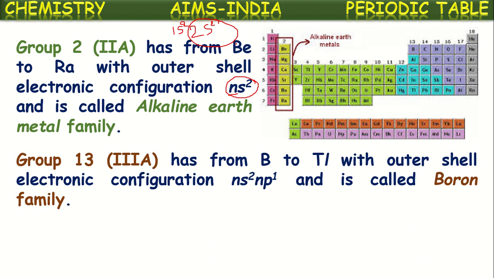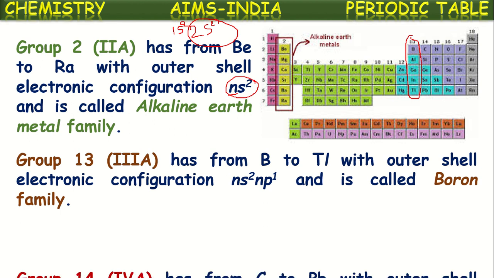Next, in a similar way, the 13th group or third A group elements: boron, aluminium, gallium, indium and thallium. These elements have the outermost electronic configuration ns2 np1, and they are called the boron family because the starting element of this group is boron. The 13th column or third A group elements are called the boron family.